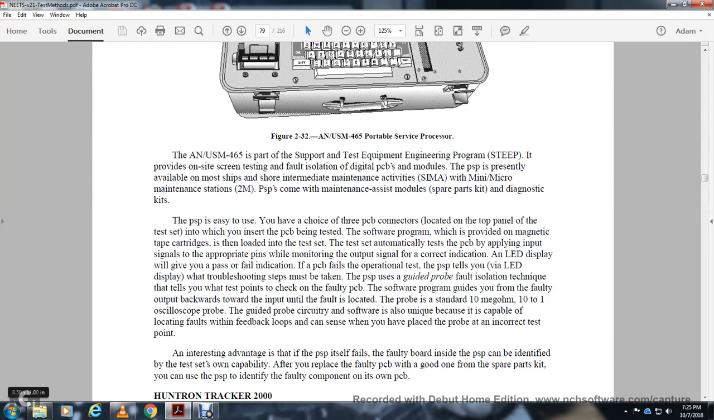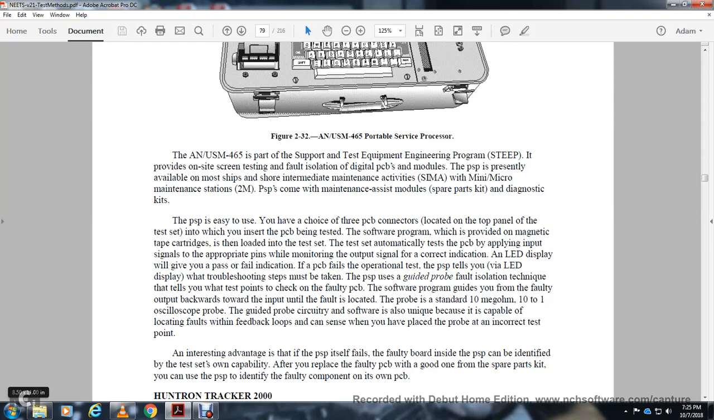The NUSM 465 supports the test equipment engineering program. It provides on-site testing and fault isolation of the digital printed circuit board module, or PSP, presently available with the ship's intermediate maintenance activity micro maintenance stations.